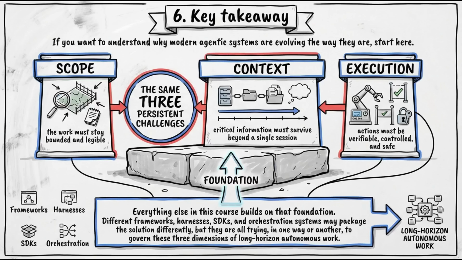When an agent is working on a complex, ongoing task, critical information has to survive beyond a single brief session. The system needs to carry forward what it has already learned and what it still needs to do. And the third challenge is execution. Any action an agent takes must be verifiable, strictly controlled, and above all, safe. Keep those three pillars in mind, because everything else we cover in this course builds directly on that foundation.